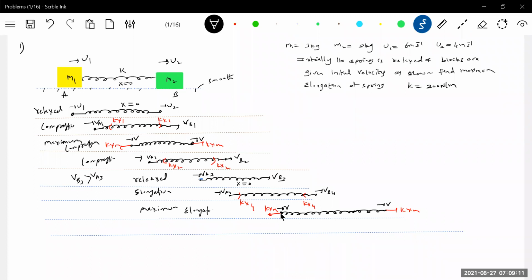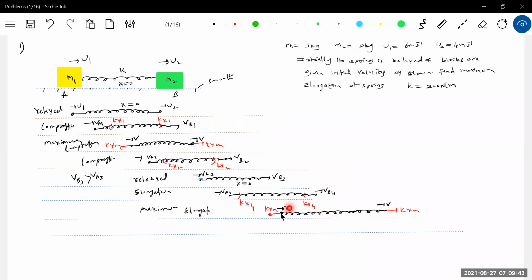Now if you go and check it, the spring force is acting in the direction of motion of this block. So definitely velocity of this will become greater than this. This is the maximum elongation. If you go and check it now, the very next moment, immediately it will not come to compression. Again it will be elongation only.